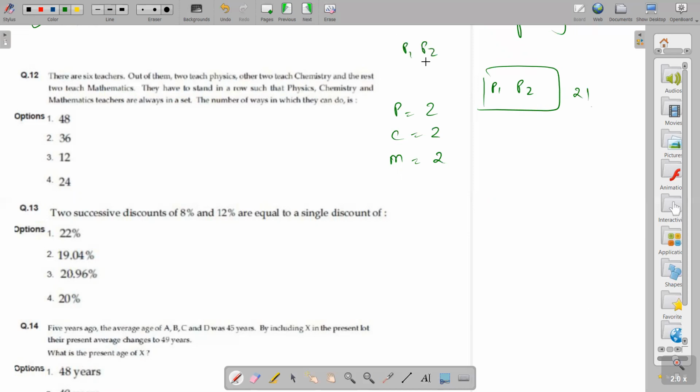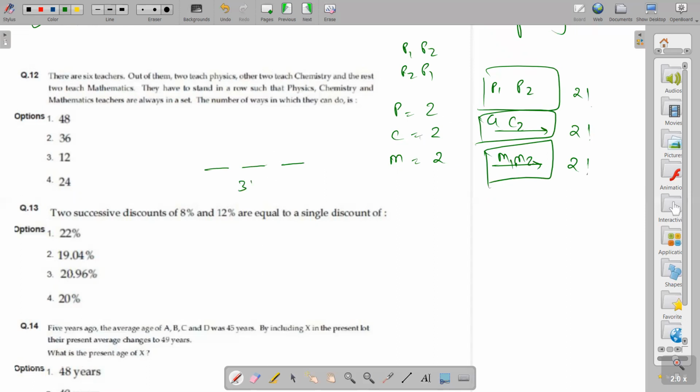They can be either P1 P2 or P2 P1. Similarly, C1 C2 or C2 C1, so this can also be arranged in 2 factorial ways. This is also 2 factorial ways. Now, taking P1 P2, C1 C2 and M1 M2 as one unit each, we have to arrange them, and this can be done in 3 factorial ways. So the total number of ways is 3 factorial times 2 factorial cubed. 3 factorial is 6, 2 factorial cubed is 8, 6 times 8 is 48. That is the answer.